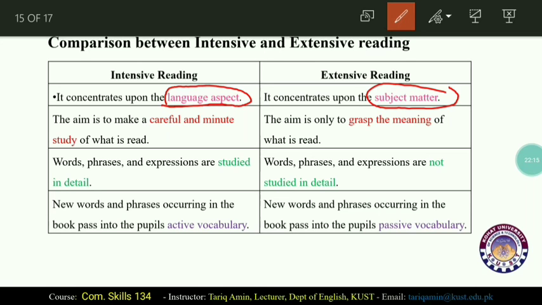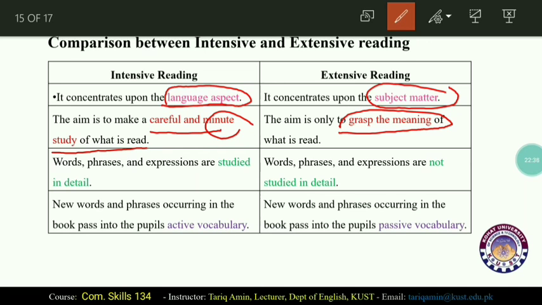In intensive reading, the aim is to make a careful and minute study of what is read, whereas in extensive reading, you are not concerned with the minute detail of each and everything. You are just concerned with grasping the meaning of what is read. You try your level best to grasp the meaning of what you are reading.